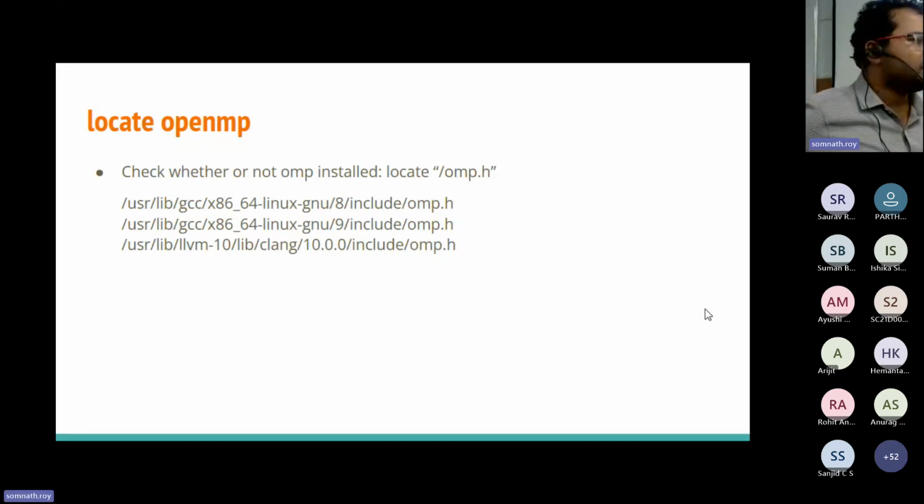Now you have to check whether OMP is installed. Locate is the command: locate, in quotes, slash omp.h. It will show you where OMP is installed.